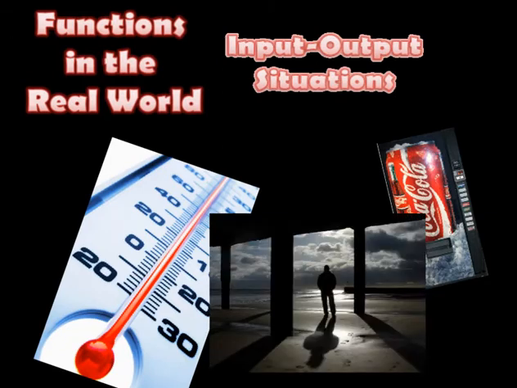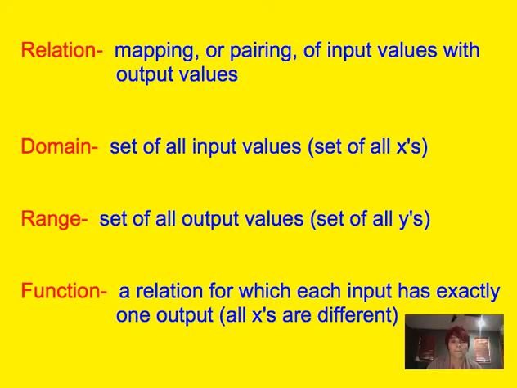Next, you'd have shadows. The length of a shadow is a function of its height and the time of day. Some words to take care of. First of all, a relation is a mapping or pairing of input values with output values. Domain is the set of all input values. And when you're looking at a graph, it would be the set of all x's. Range is the set of all output values or the set of all the y's. And a function is a relation for which each input has exactly one output. So all the x's have to be different.